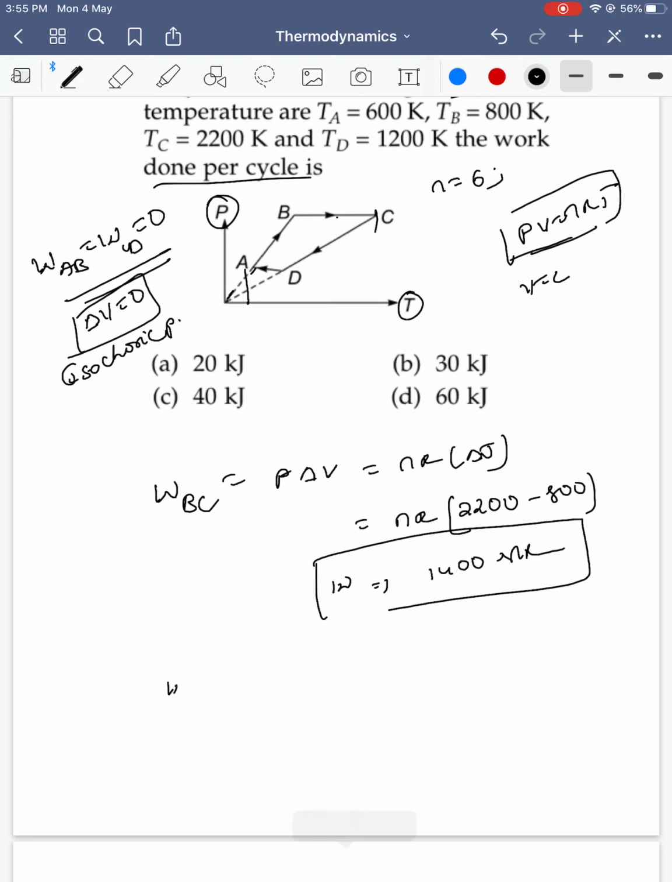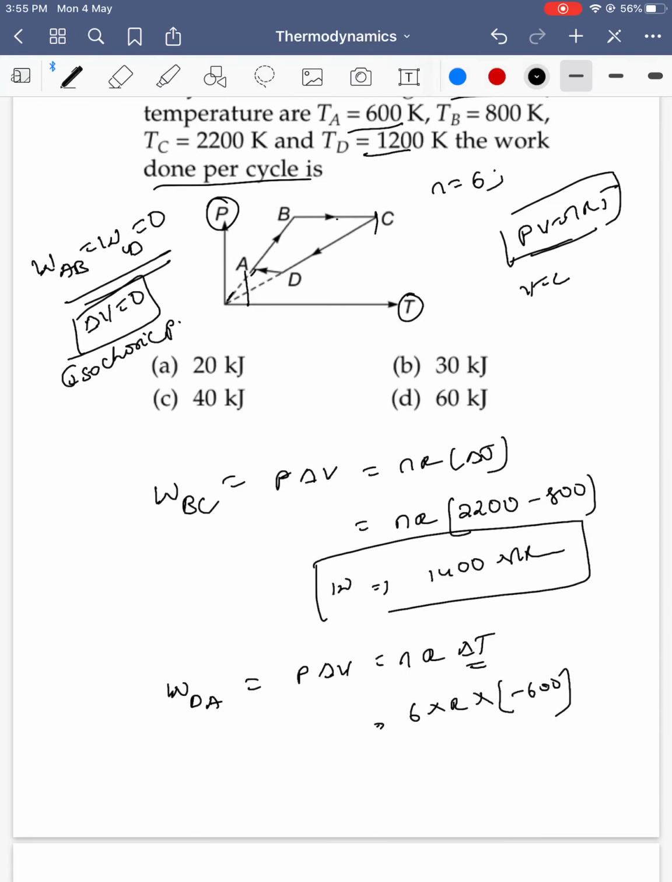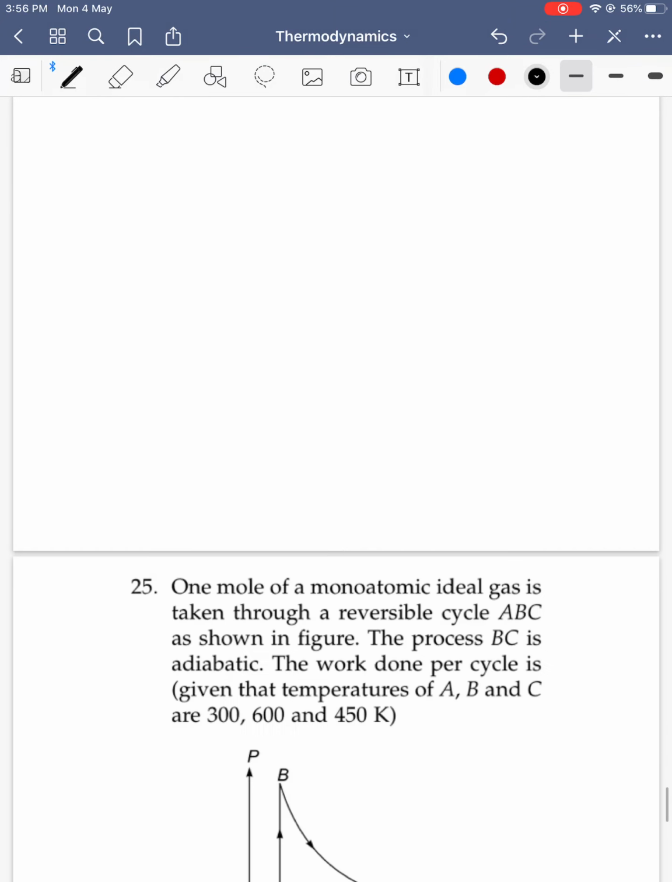Let's go to the other part. Work done in DA is equal to P into delta V, which is also nR into delta T. So n is 6, R value, and delta T is TA minus TD. TA is 600 and TD is 1200, so it is equal to minus 600. So we subtract the value; this is the work done in DA. So the total work done is WAB plus WBC plus WCD plus WDA. If we add all the works, we will get the net work done. So try to simplify with the R value, and we proceed to the next question.